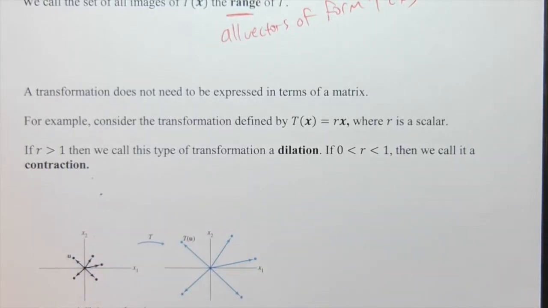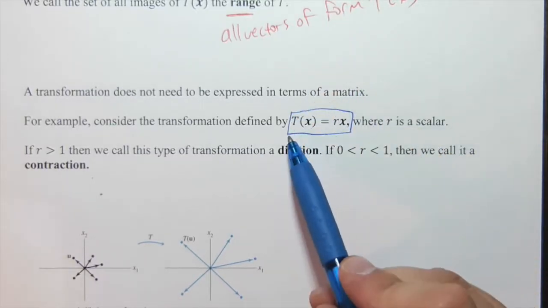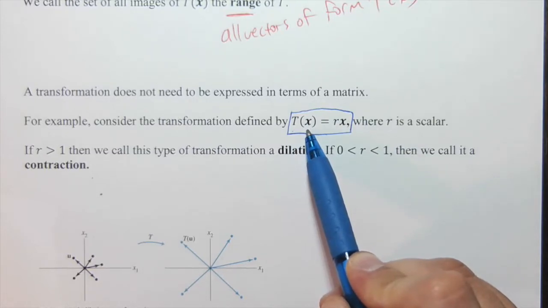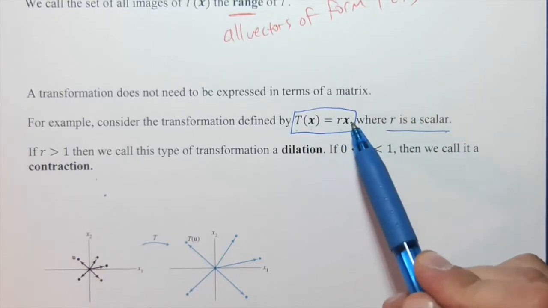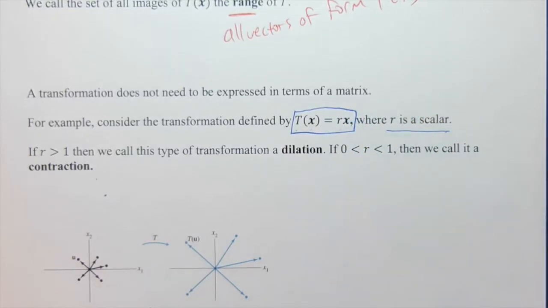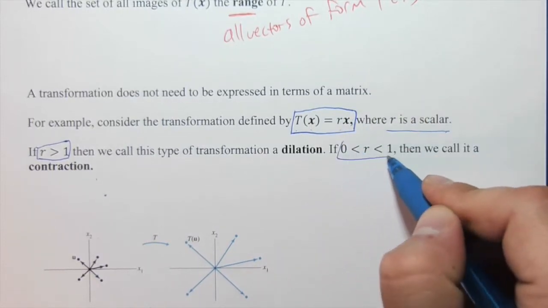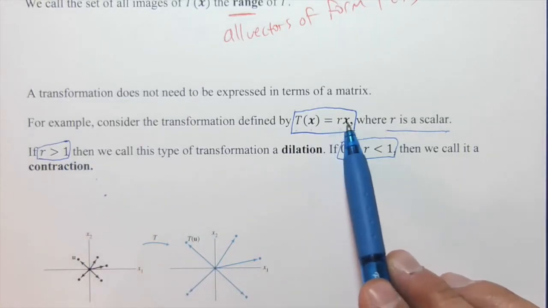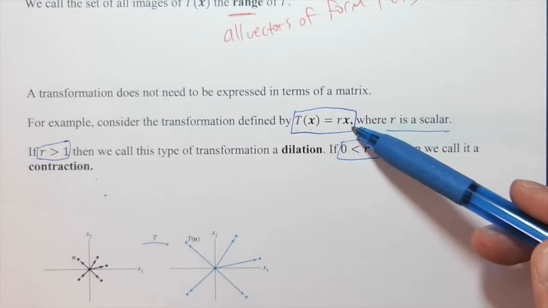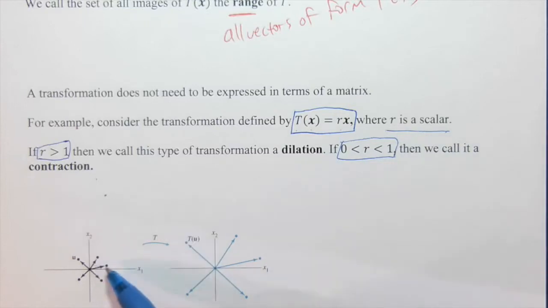What we're going to do with these vectors is create this very simple transformation. It says when the transformation acts on vector x, it just equals rx, where r is a scalar. So to act on a vector, you just multiply it by a scalar. There are two types of this simple transformation: one where r is bigger than 1, and one where r is between 0 and 1. If r is bigger than 1, when we multiply a vector by a number bigger than 1, it just stretches it out. We've seen that visually, and that's called a dilation. That's what's going on in this first situation.